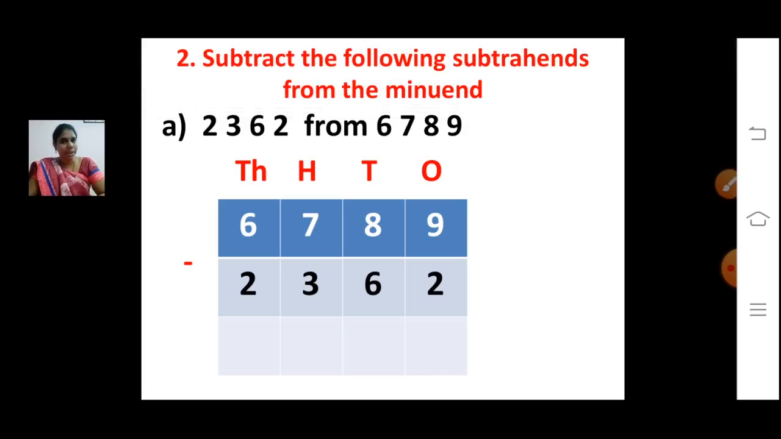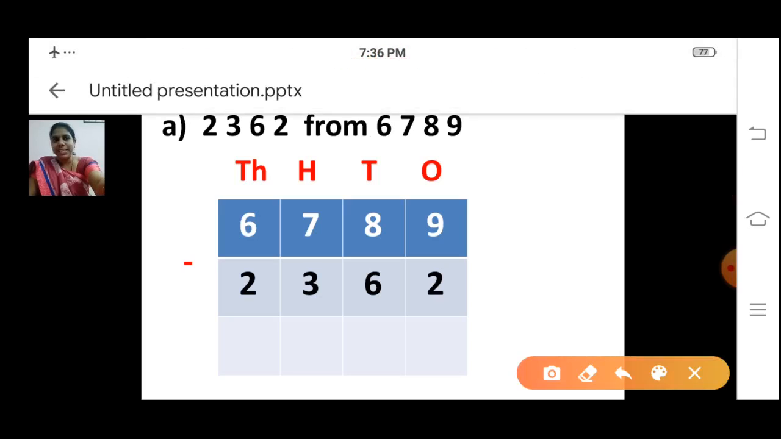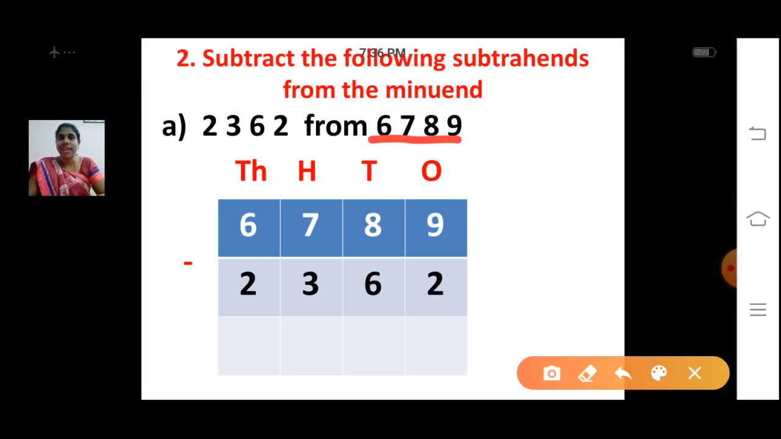A sum. We are going to subtract 2,362 from 6,789. So which is the minuend here? 6,789 is the minuend. So write the minuend at the top: 9 in the ones place, 8 in the tens place, 7 in the hundreds place and 6 in the thousands place. Now let's take the subtrahend.